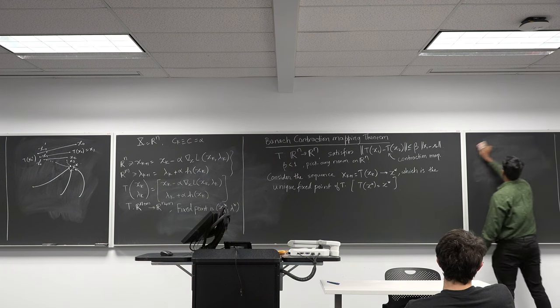So what should I do? Let's pick x_{k+n} minus x_k. So this is less than or equal to the norm of x_{k+n} minus x_{k+n-1}, plus x_{k+n-1} minus x_{k+n-2}, and so on, up to x_{k+1} minus x_k. This is by the triangle inequality. Any questions so far? Straightforward.